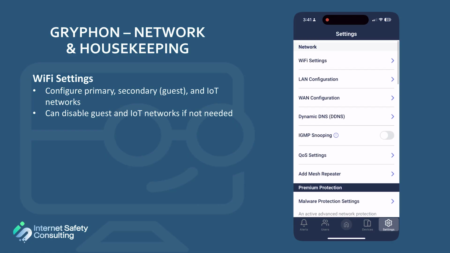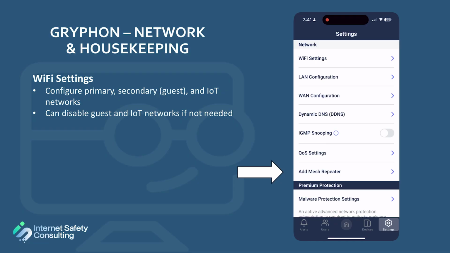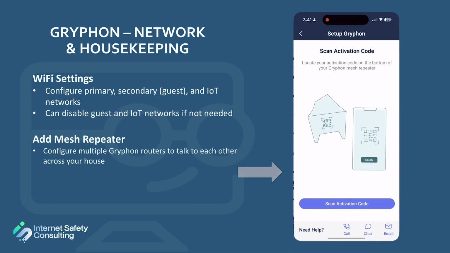The only other thing I want to point out here is the Add Mesh Repeater option. You'll use this if you have multiple Gryphon routers that you want to connect through a mesh network. So if you end up buying multiple Gryphon routers to boost the signal across your home, you'll go here to set up those other devices.